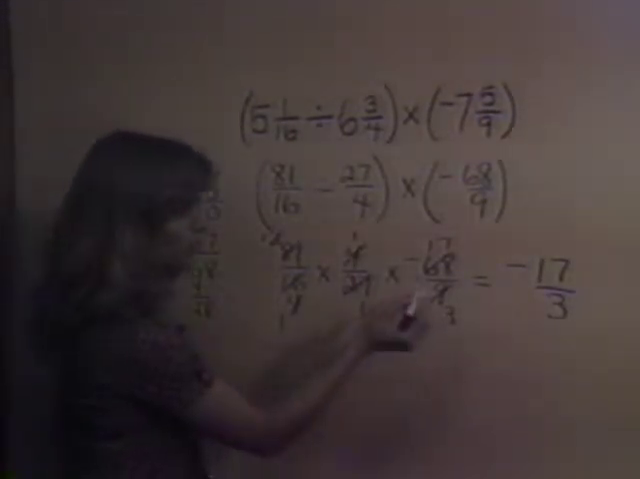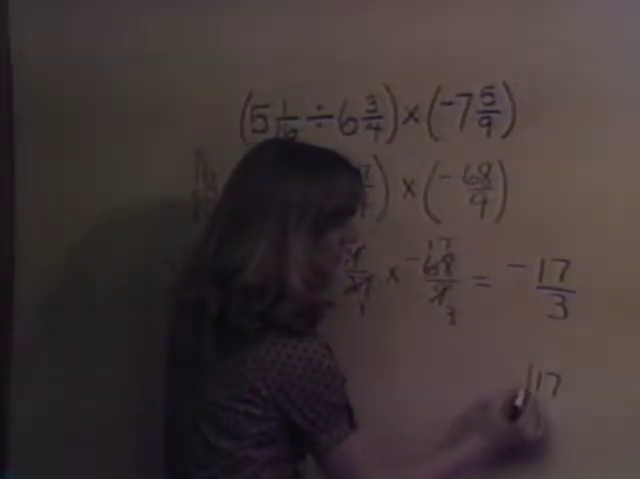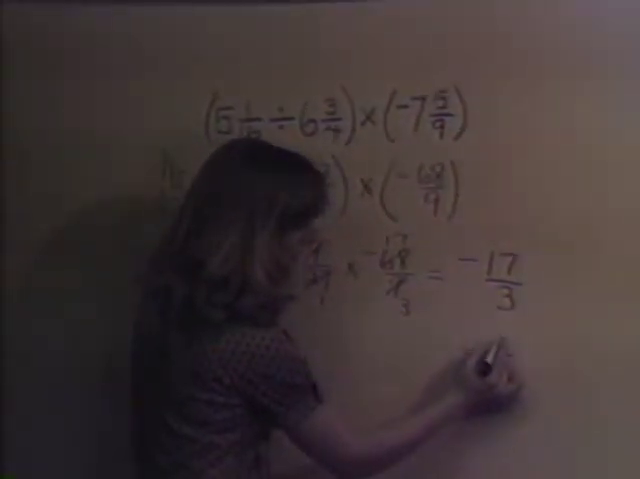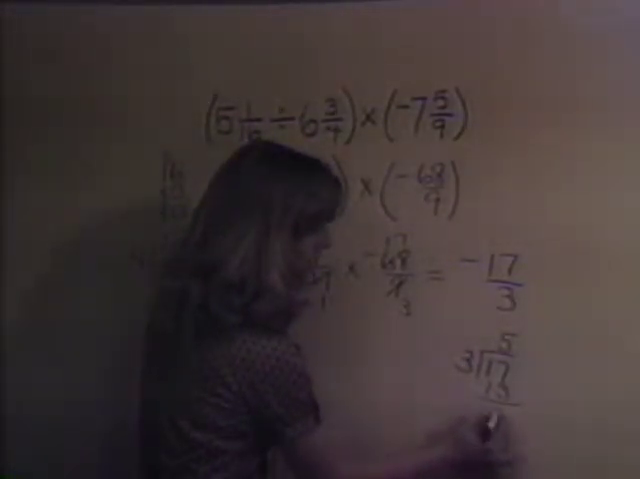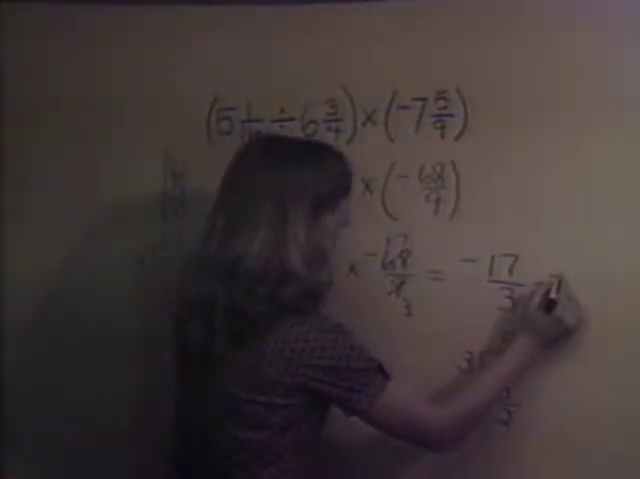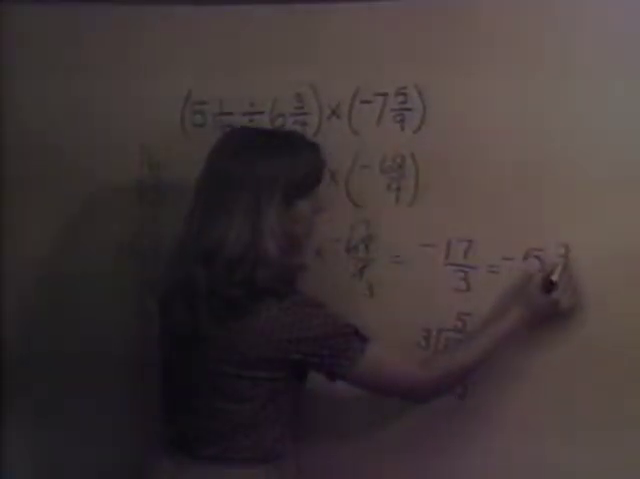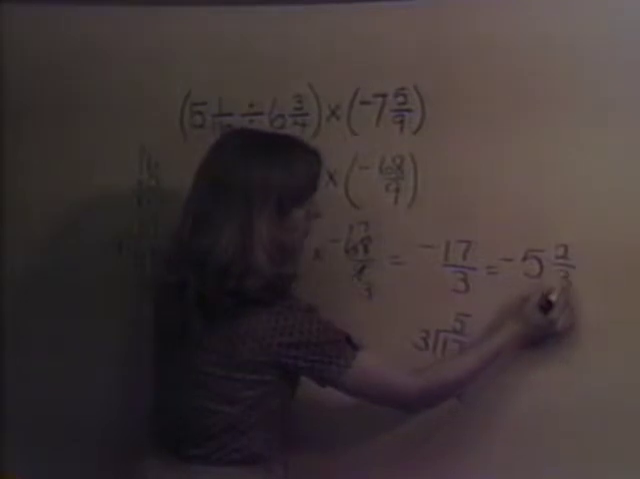problems. If we want to change this then to a mixed number, we would take 17 and divide it by 3. It goes in 5 times with a remainder of 2. That means that a negative 17/3 is the same as a negative 5. The remainder gives us our numerator, and the 3 then becomes the denominator. So the solution to the problem then is negative 17/3, or as a mixed number, we could write it as negative 5 2/3.